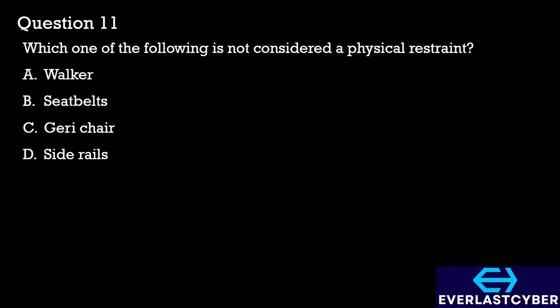Question 11. Which of the following is not considered a physical restraint? A. Walker, B. Seat belts, C. Jerry chair, D. Side rails.